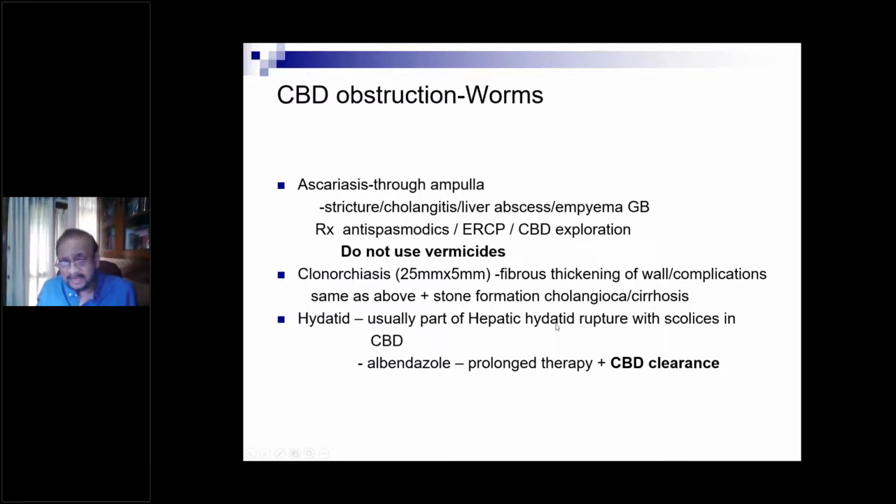Hydatid is usually part of a hepatic hydatid rupture, where the hydatid ruptures intrahepatically into the cholangioles, and through the cholangioles these vesicles, the scolices, now lie where? Inside the CBD. And they are blocking the CBD, giving rise to obstructive jaundice. So basically at this point of time, you have to use medical therapy, and you have to do an ERCP clearance or a laparoscopic clearance, right? Now the medical therapy is important.